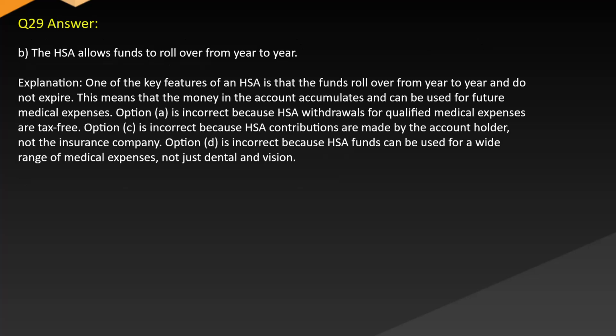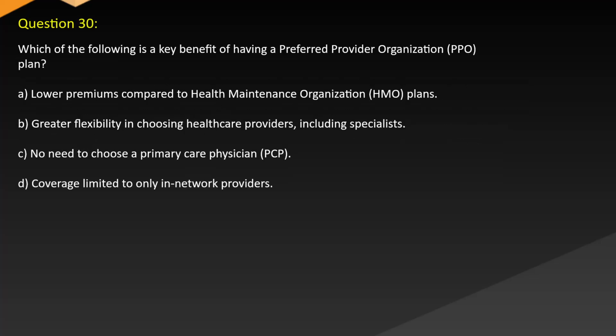Answer. B. The HSA allows funds to roll over from year to year. Explanation. One of the key features of an HSA is that the funds roll over from year to year and do not expire. This means that the money in the account accumulates and can be used for future medical expenses. Option A is incorrect because HSA withdrawals for qualified medical expenses are tax-free. Option C is incorrect because HSA contributions are made by the account holder, not the insurance company. Option D is incorrect because HSA funds can be used for a wide range of medical expenses, not just dental and vision. Question 30. Which of the following is a key benefit of having a preferred provider organization (PPO) plan?